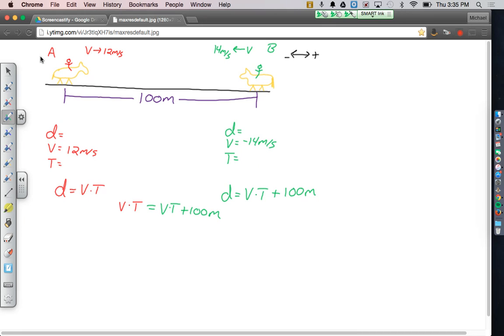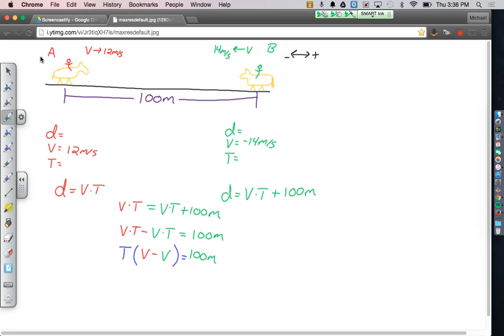To solve for time, the easiest way is to get both t's to the same side of the equation. So my left side of the equation is going to remain unchanged. On my right side, I'm going to subtract the v times t of Sir Benedict, and the 100 is going to remain on the right side of the equation. Now I've got to factor out this t. I bring t to the outside, and what I'm left with is Albert's velocity minus Benedict's velocity. I leave my 100 meters alone. No reason to mess with that.